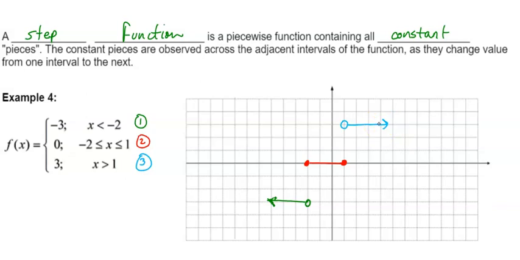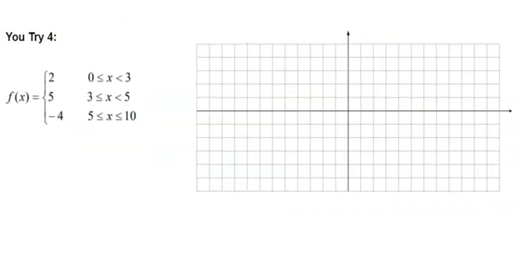Now, if you look at our final graph, it sort of looks like stairs. If we were to draw some little dotted lines right here, it would look like stairs. And so we call it a step function. All right, guys, take a second and you try number 4.